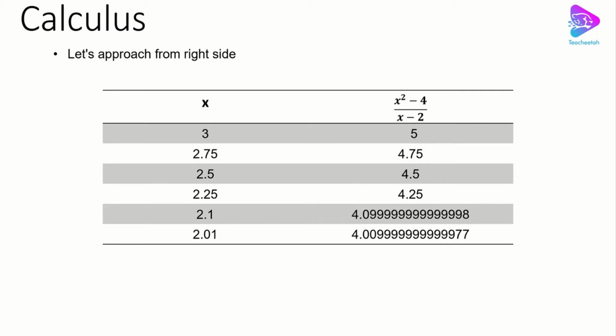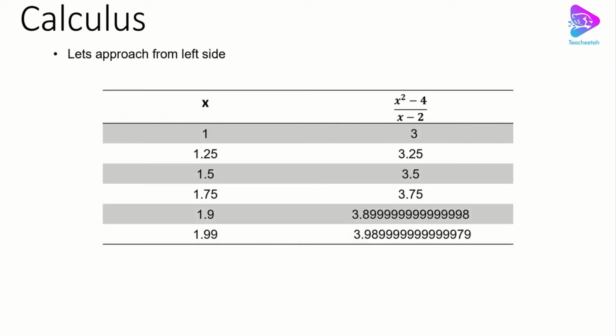So if we plug in 2.25, the answer is going to be 4.25. We plug in 2.1, the answer is going to be 4.09 all the way to 8. And if we plug in 2.01, the answer is going to be 4.009 all the way to 7. So we are approaching 2, and the answer is converging to one specific number.